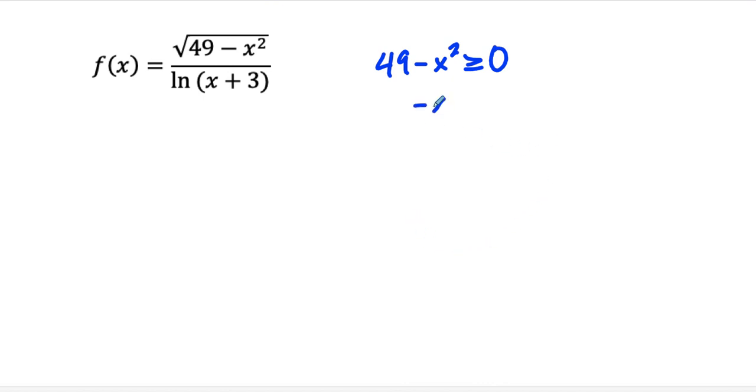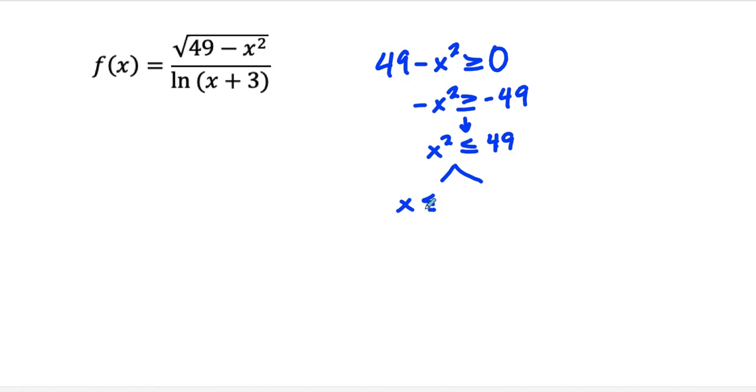Now, if you want to solve it algebraically, I would move the 49 over to the other side. We're going to divide by a negative, which is going to flip the inequality. Remember, when you divide by a negative 1, or divide by any negative, or multiply by a negative, you have to flip the inequality. And now you get two answers.